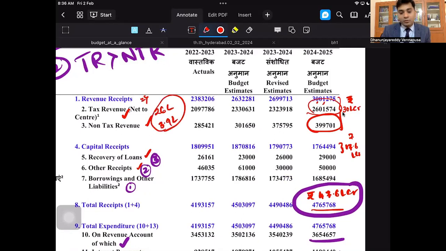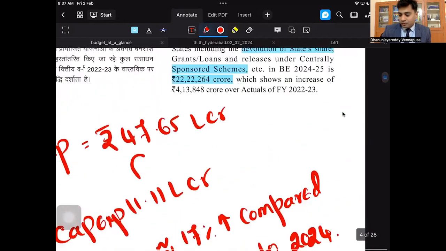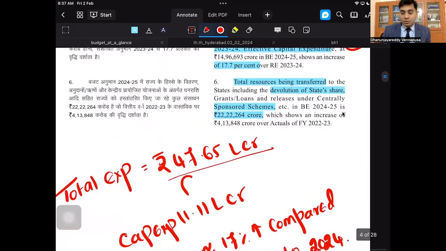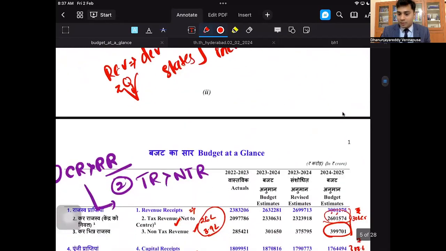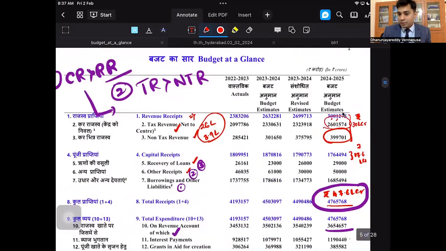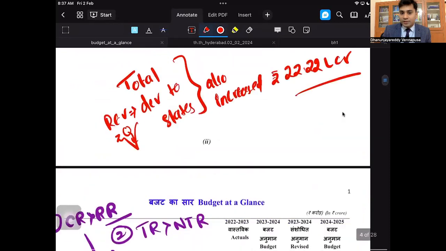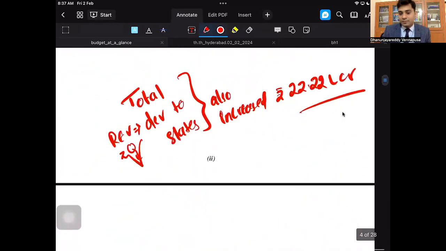So total revenue receipts, taxes plus non-taxes, is going to be 30 lakh crores, because we have a total expenditure of 47.65 lakh crores. The total expense is this. From where are you getting this 47.65 lakh crores? You are going to get it in the form of revenue receipts somewhere around 30 lakh crores, and in the capital receipts you are going to get somewhere around 17.64 lakh crores. As a result, the total will be 47.64. This is how the budget will be prepared.